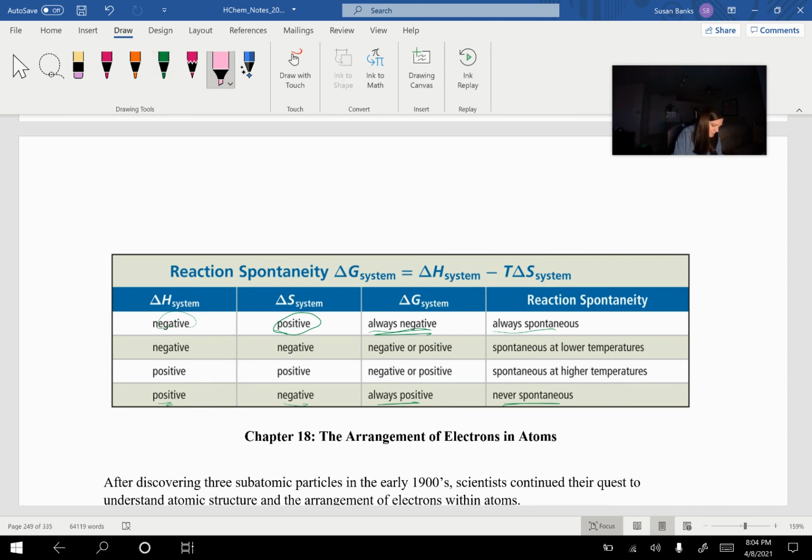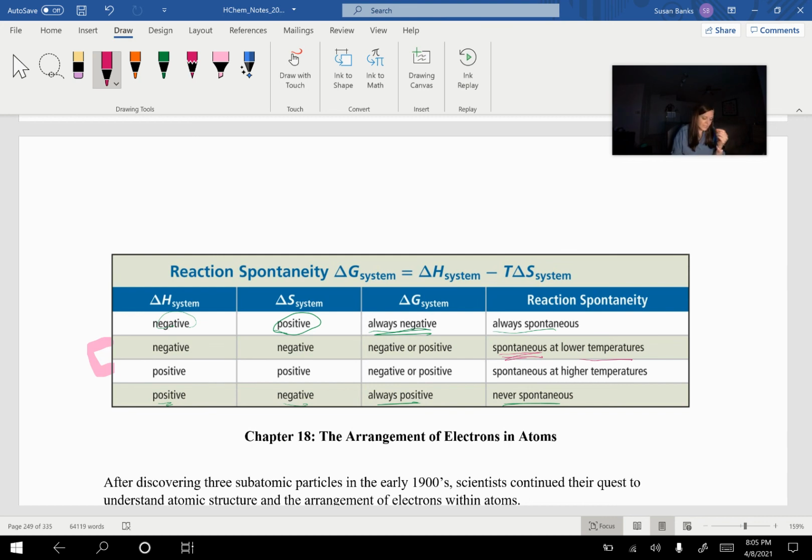These two here in the middle are where temperature really is important, okay? So if I have a negative delta H, that's exothermic, that's spontaneous. But I have a negative delta S, I'm creating more order in the system, okay? Delta G can be negative or positive. It is going to be spontaneous, a negative delta G, at lower temperatures. So the lower the temperature, it will go spontaneous. But the higher the temperature, it will not be spontaneous.